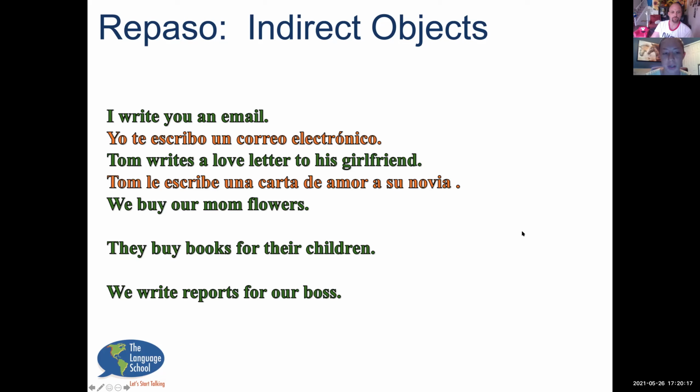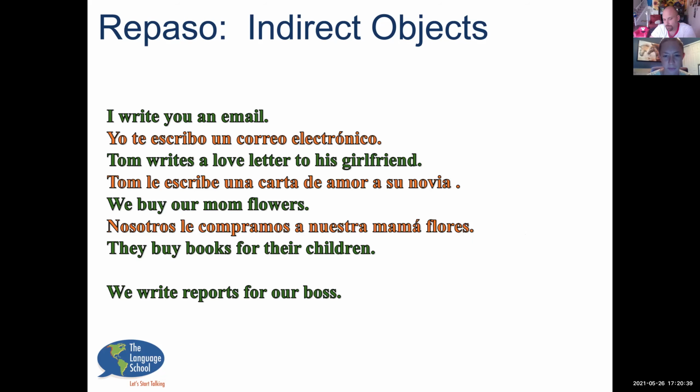Okay. We buy our mom flowers. Nosotros le compramos flores a mamá. So just a couple of things. Oh, and you use our again still? Okay. You would, yeah, because it's our mom, right? So nuestra mamá. Nosotros le compramos a nuestra mamá flores. Okay. And the flores you could put before the direct object the way you said it too, so that's fine. Okay.